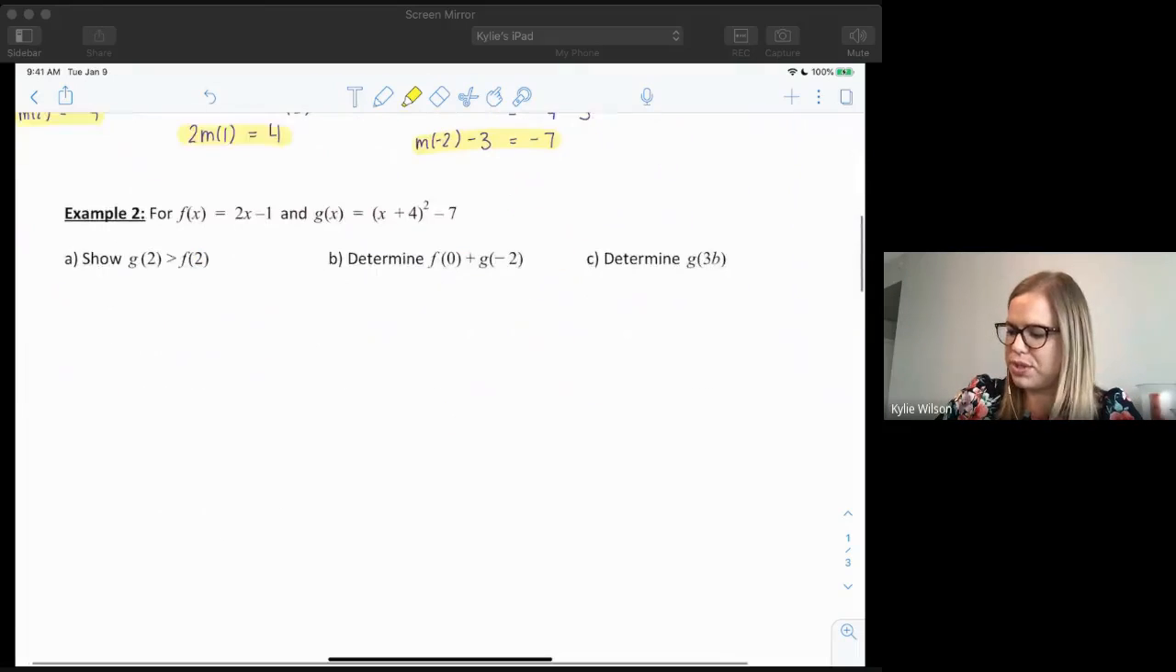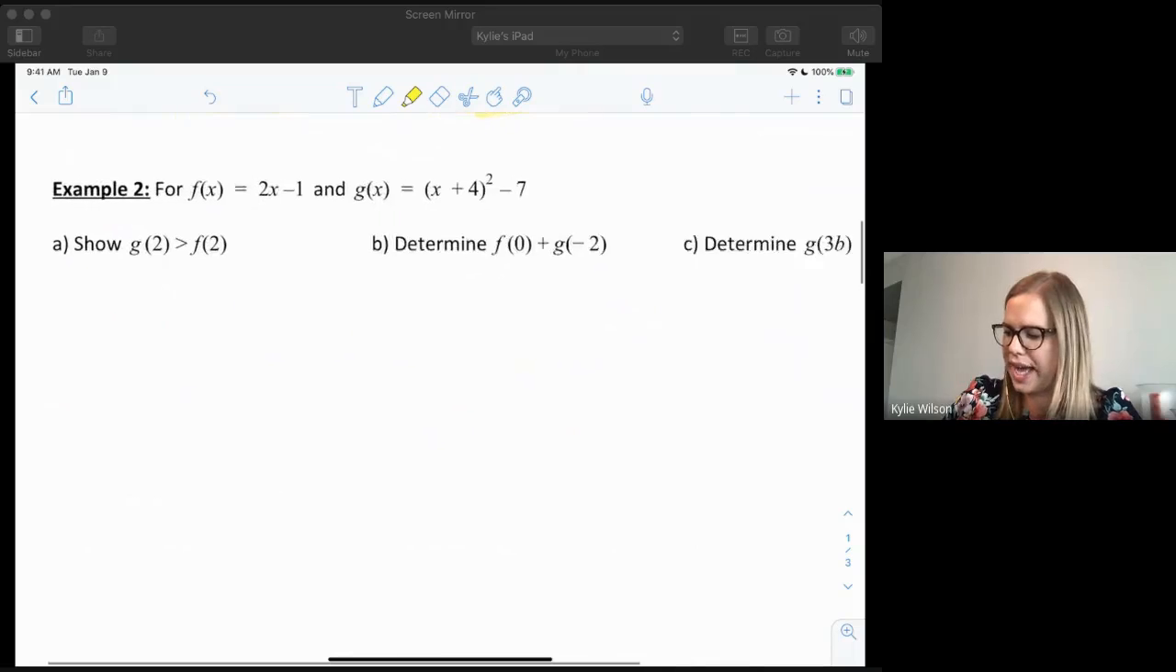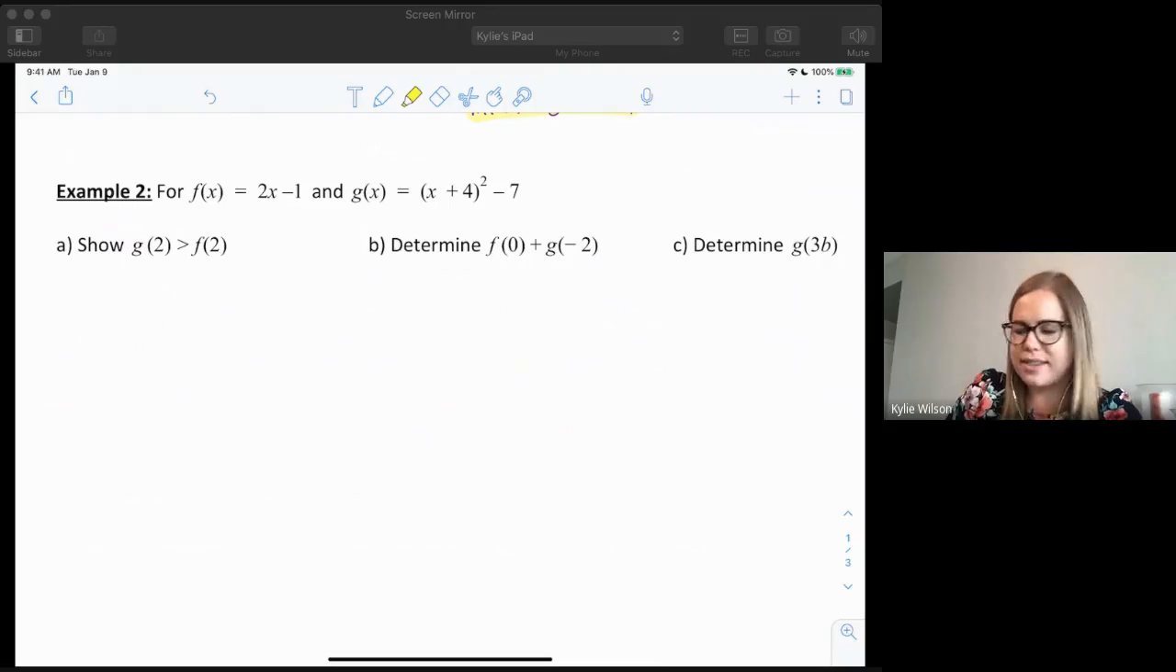Okay, so for example 2, we have f at x equals 2x minus 1, and g at x equals x plus 4 all squared minus 7. So the first thing we want to show is that g at 2 is greater than f at 2. So what we're going to do is we're going to just find g at 2 and f at 2.